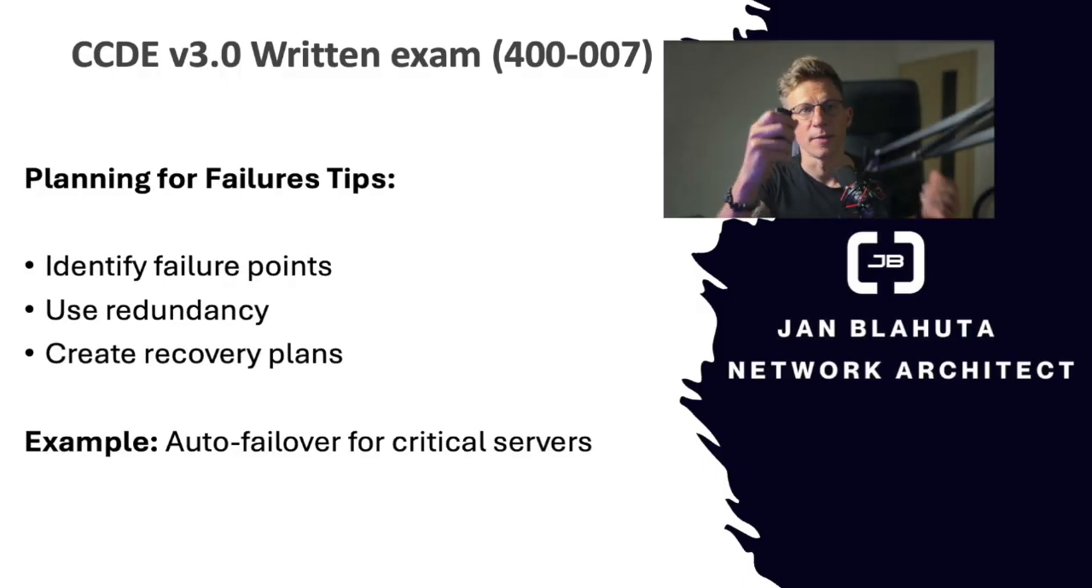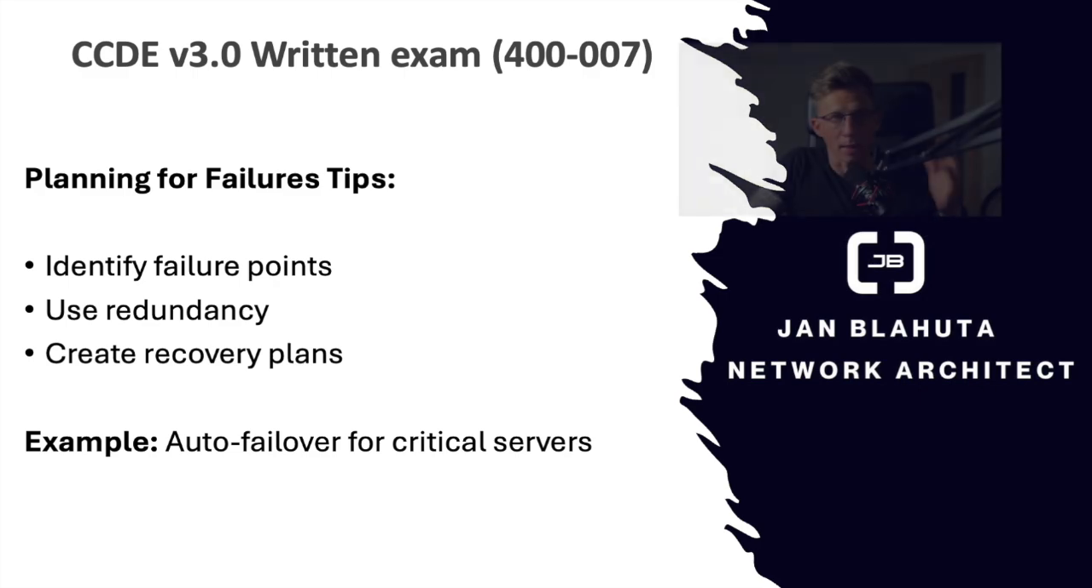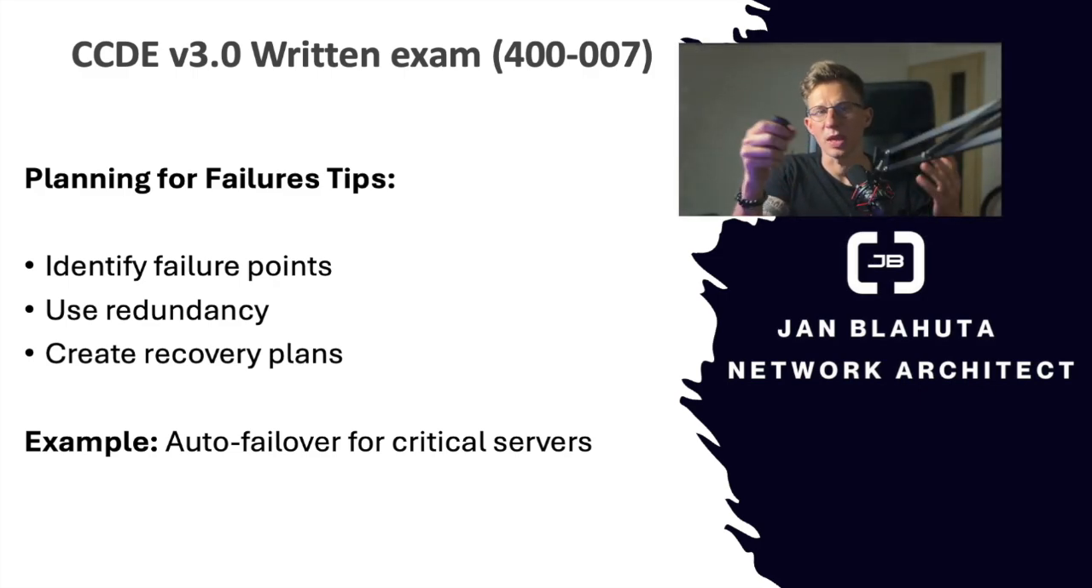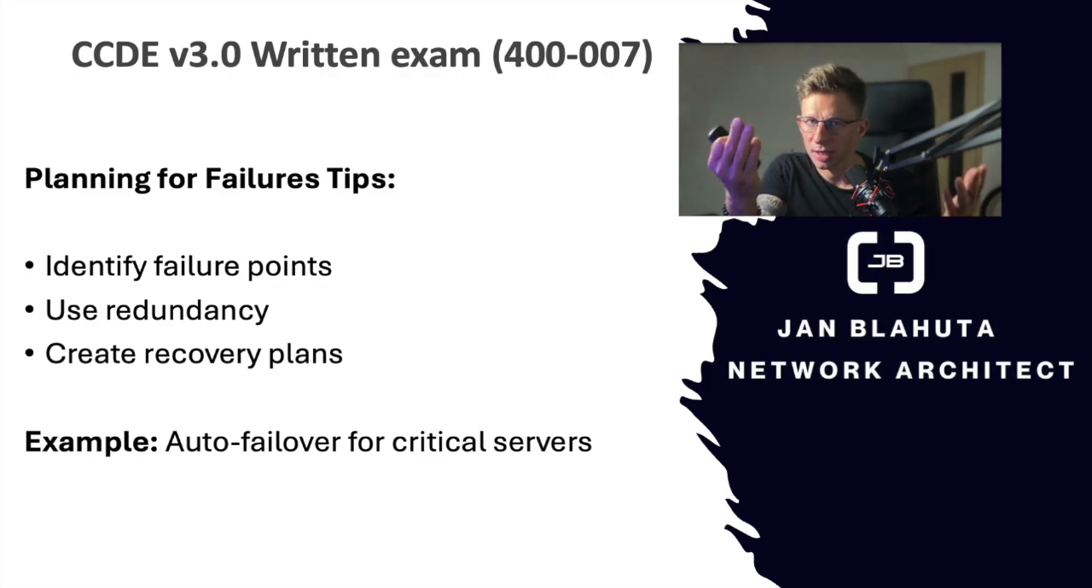Planning for failures. Failures are inevitable, but great design keeps them from becoming disasters. Identify single points of failure. Example, one power supply on a core switch. Add a second to ensure uptime. Use redundancy. Two internet service providers at your main office allow for automatic switchover if one goes down. Have a recovery plan. Example, if your main data center fails, your system should automatically fail over to a backup site or cloud environment.